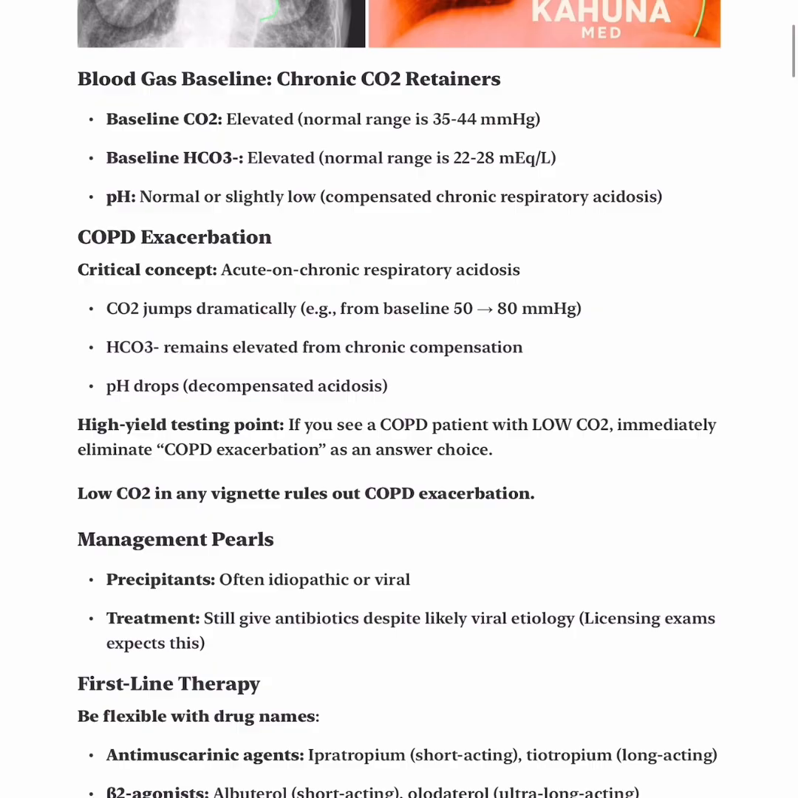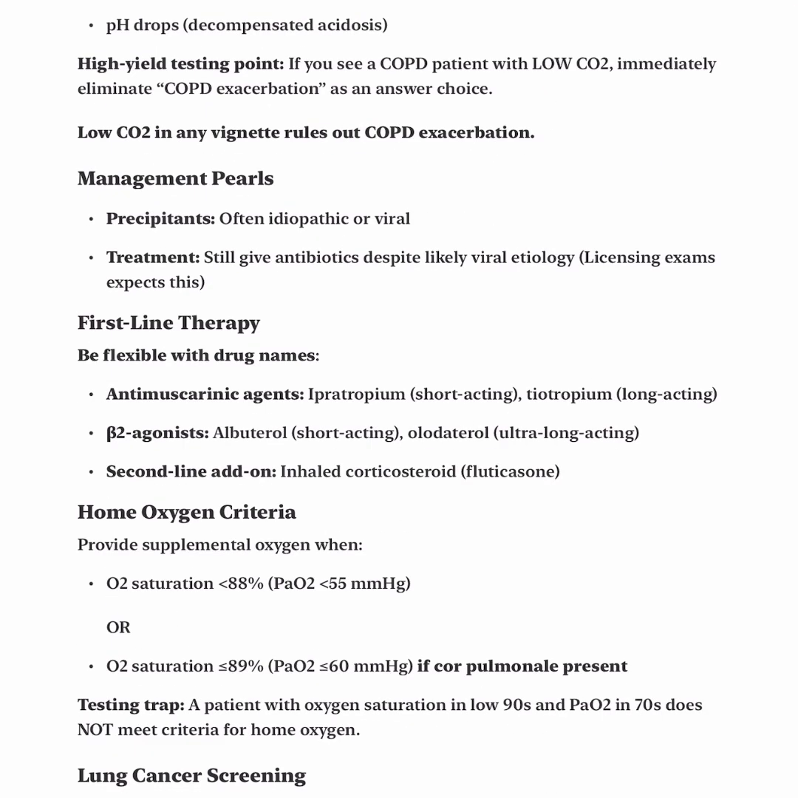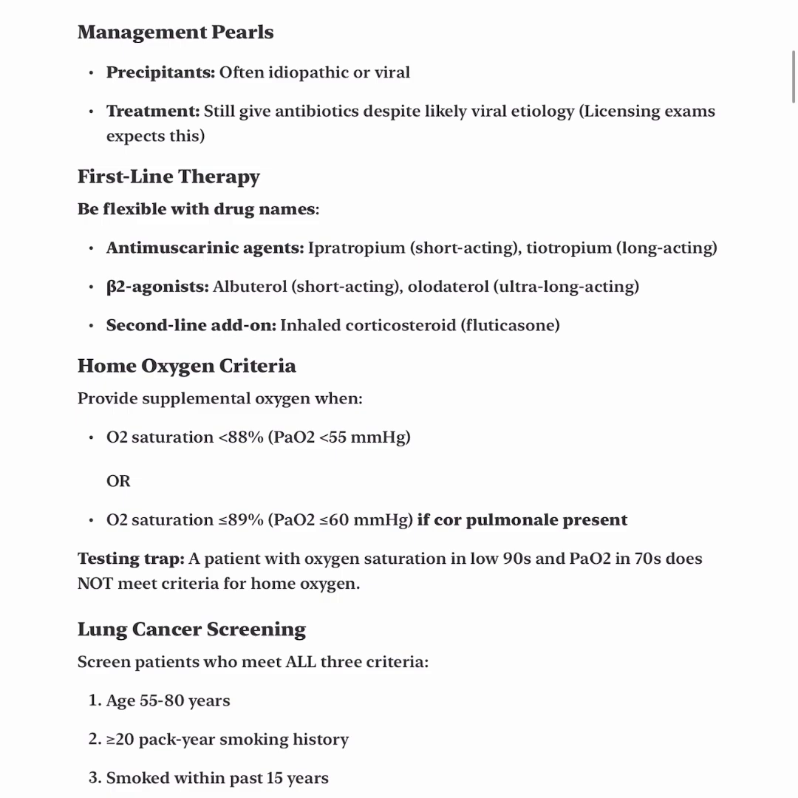As far as management criteria, here you're going to have patients that are often idiopathic or viral. Now, the key concept to understand is that even if it's viral, they still want you giving antibiotics despite the viral etiology. First-line therapy, you need to be flexible with the drug names, but you have to understand that you're going to be dealing with anti-muscarinic agents such as ipratropium, which is short-acting, or tiotropium as long-acting. You will have beta-2 agonists such as albuterol, which is short-acting, or olodanterol as ultra-long-acting. Second-line add-on therapy that you can consider is inhaled corticosteroids such as fluticasone.